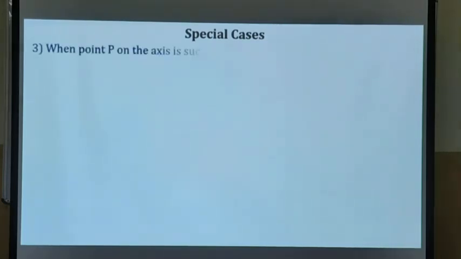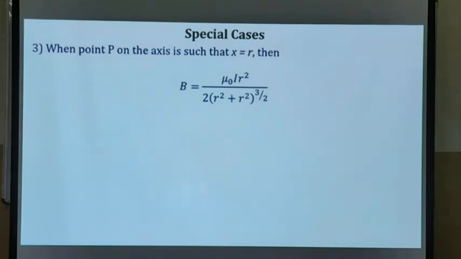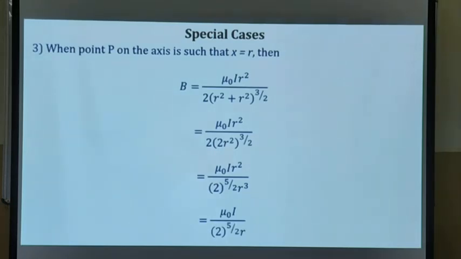Now, as we can recall, when point P on the axis is such that x is equal to r, then under this situation we get B is equal to mu naught I r square divided by 2 into (r square plus r square) whole raised to 3 by 2, because x is equal to r here, and accordingly we will get mu naught I r square divided by 2 into (2 r square) whole raised to 3 by 2. Then we will finally obtain it as mu naught I r square divided by 2 raised to 5 by 2 into r cube. So obviously here r square will get cancelled with r cube, and in the denominator we will have mu naught I divided by 2 raised to 5 by 2 into r.